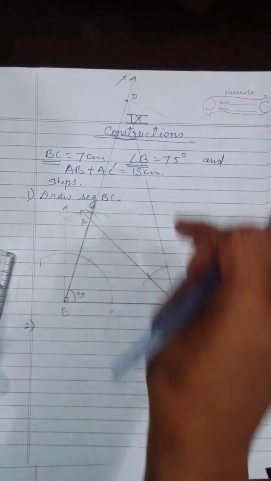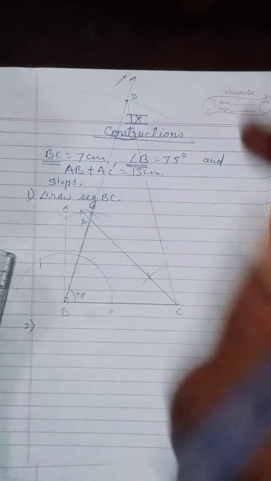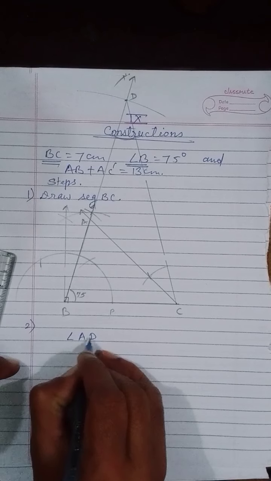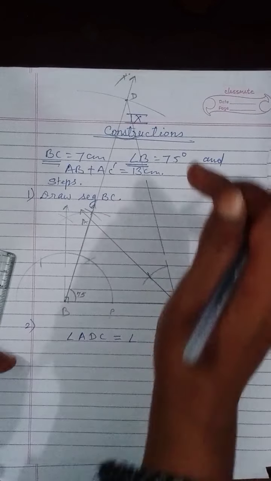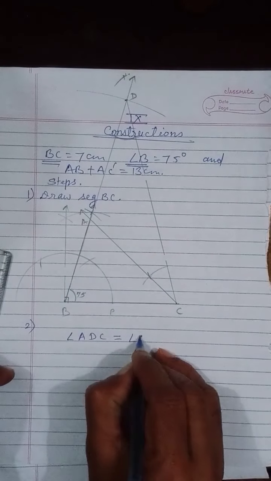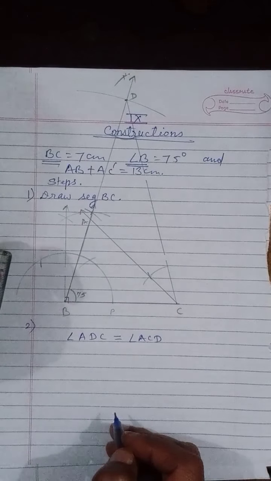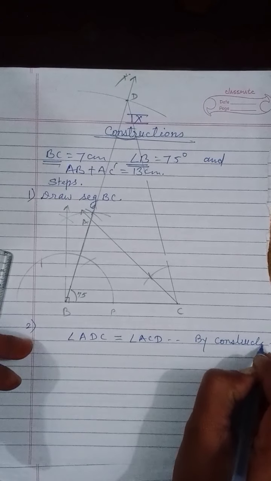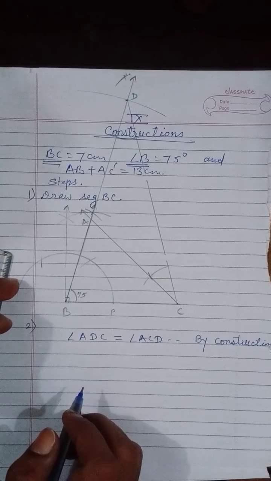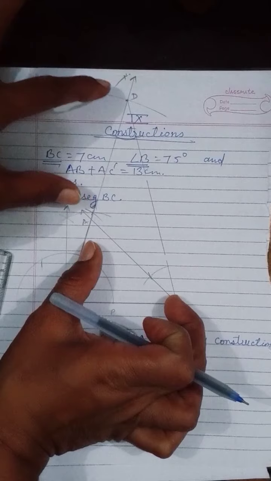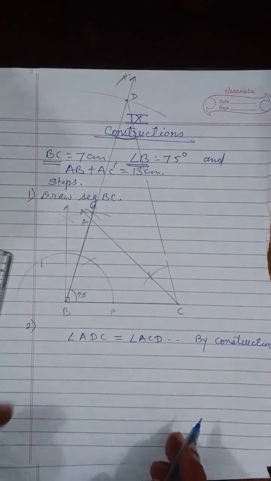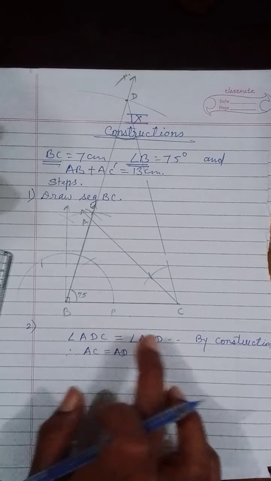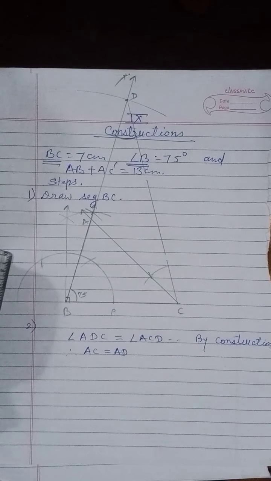Now, angle ADC and angle ACD are equal. Okay, by construction we proved it. Now, therefore AC is equal to AD. Base angles are equal. Therefore, AC is equal to AD. Angles are equal, therefore sides are also equal, by the isosceles triangle property.